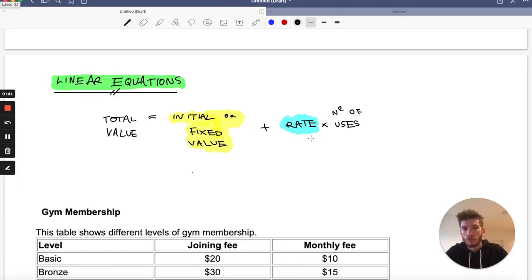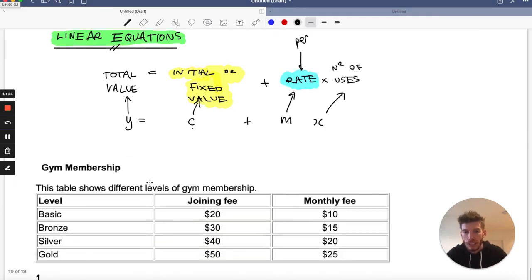And then plus some rate here in blue. And generally an easy way to tell if you've got a rate is it'll have the word per in the units, kilometers per hour, dollars per kilo, that kind of thing. And then times by a number of uses. And it's effectively just following the linear equation format y equals c plus m x, and the idea is that x is the number of uses, and then c here is our fixed value, m is our gradient, and then y is the variable that we're trying to generally calculate.